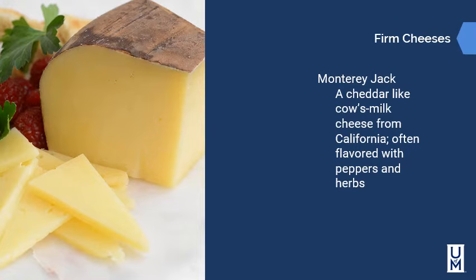Monterey Jack is a cheddar-like cow's milk cheese from California. It's often flavored with peppers and herbs. This is a really excellent cheese for combining with other items. It's fairly mild in flavor, and it accepts different kinds of flavors being added into it.